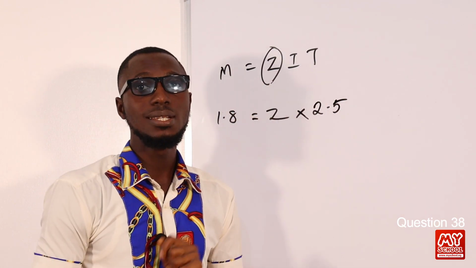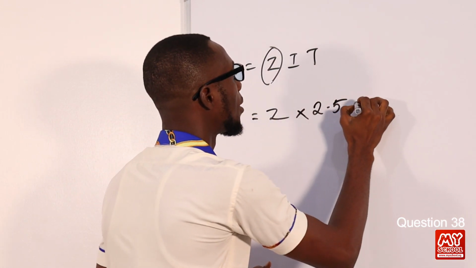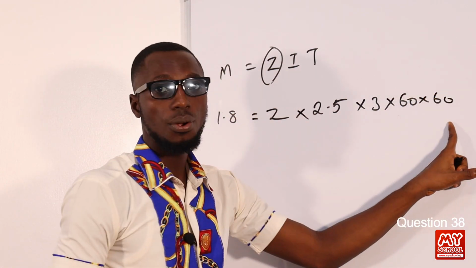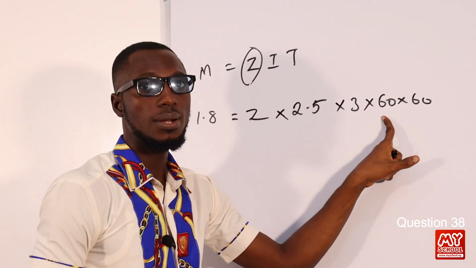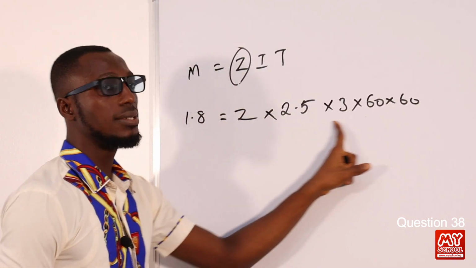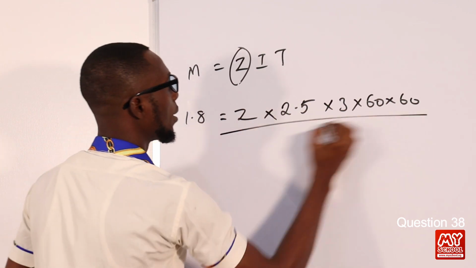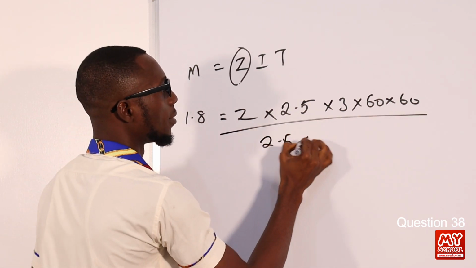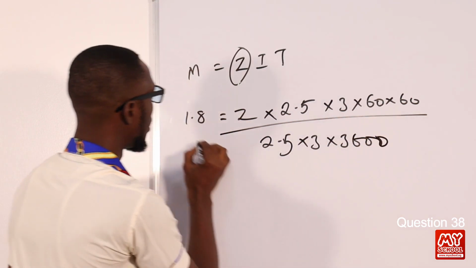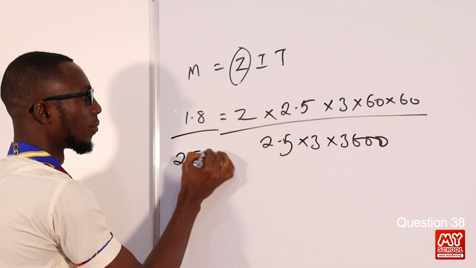Then the time is 3 hours. So that will be 3 times 60 times 60. 60 seconds make 1 minute, 60 minutes, 1 hour, then we have 3 hours. So we have to divide both sides by this coefficient. So that will be 2.5 times 3 times 3,600. When you multiply this together, the same thing goes here.